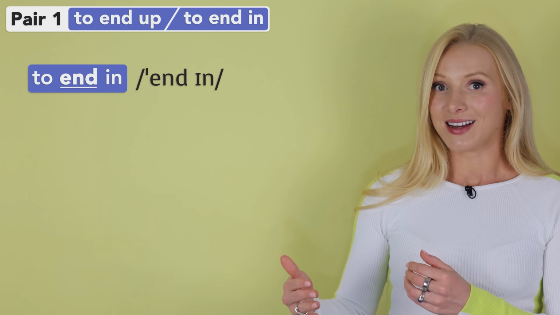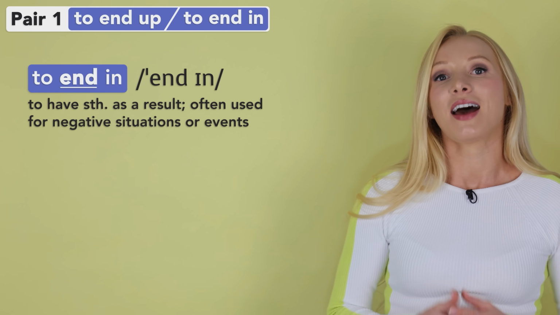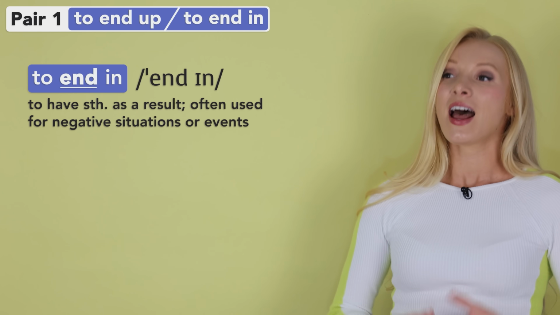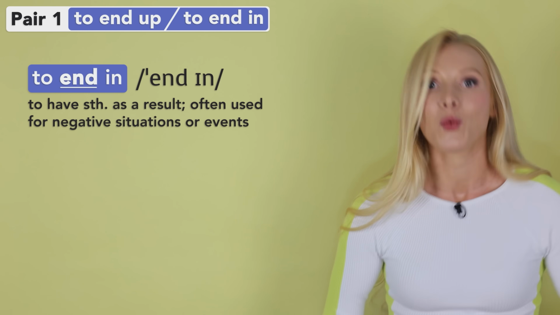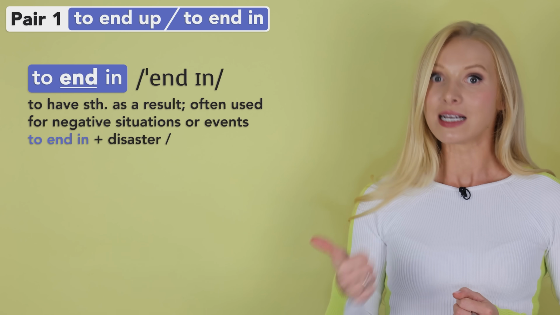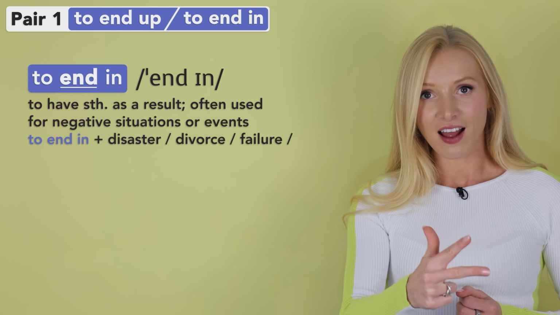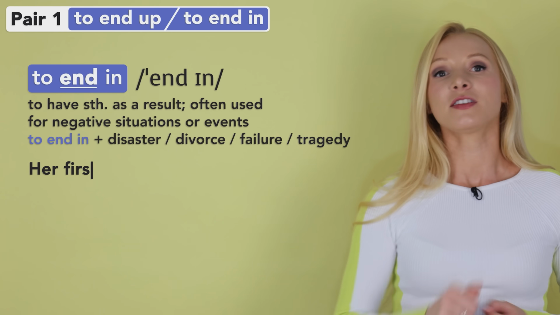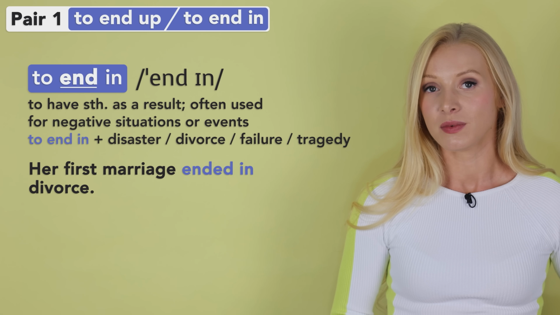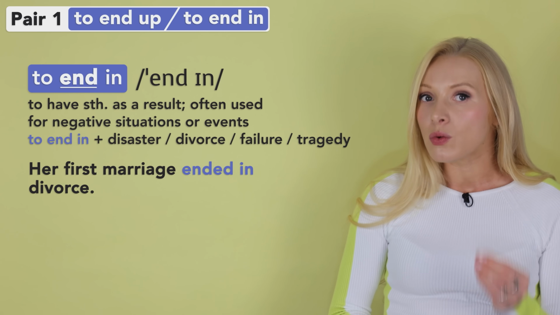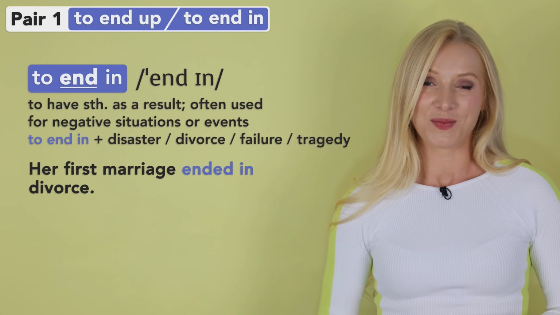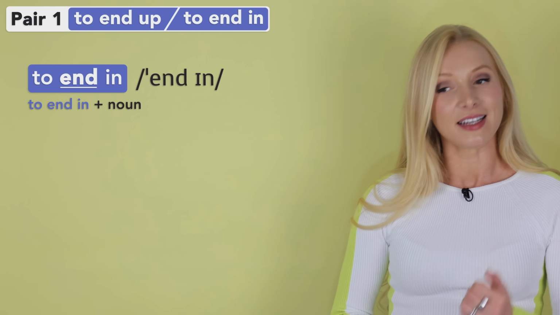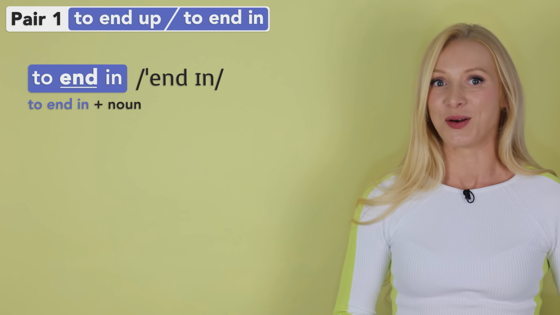Now, to end in means to have something as a result. It's often used for negative situations or events and collocates strongly with words like disaster, divorce, failure, and tragedy. Here's an example. Her first marriage ended in divorce. End in doesn't always refer to something negative though. For example, the match ended in a draw. End in tends to be followed by a noun.